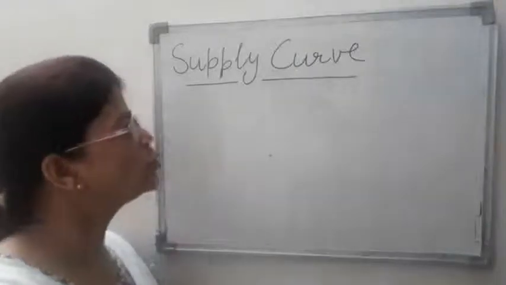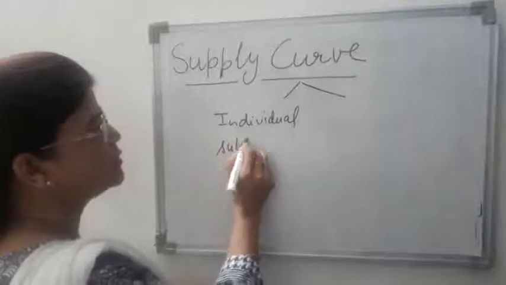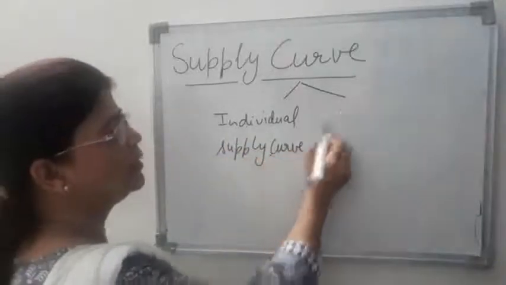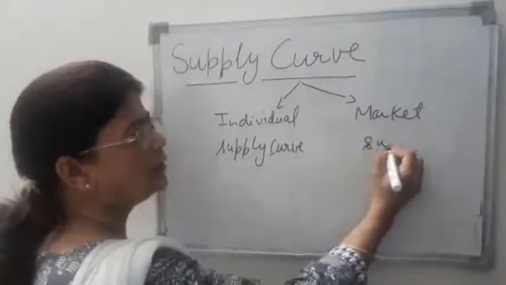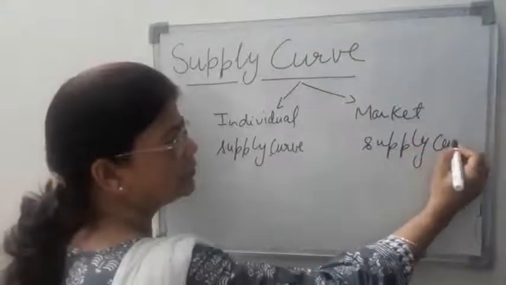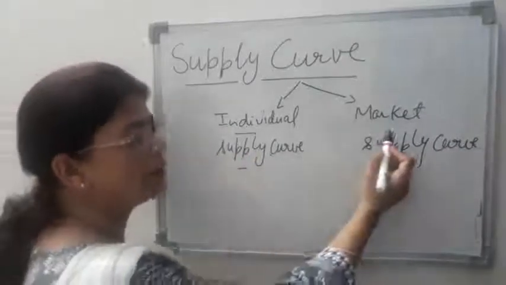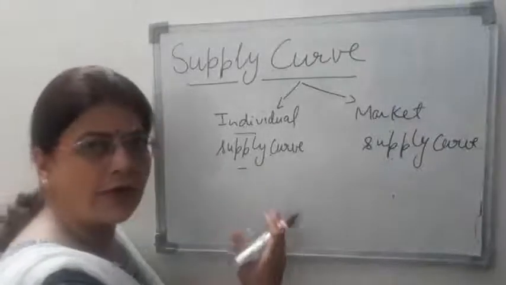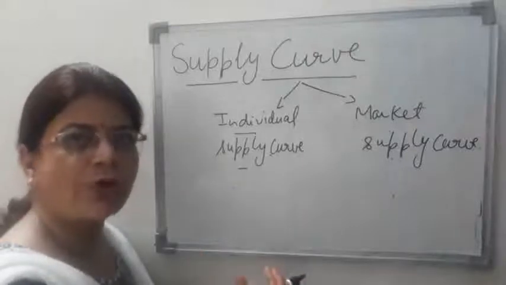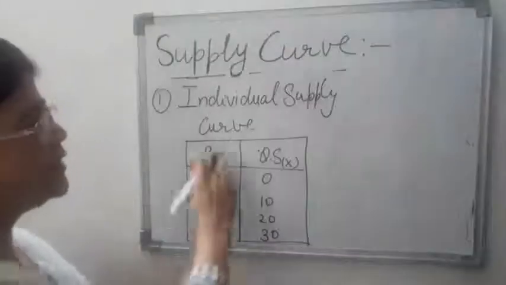So it has also two aspects. First is the individual supply curve, and second is market supply curve. As we have read about the individual supply schedule and market supply schedule, by using them we present our data. We present the data of a schedule on a graph, and then we will get the supply curve. First is individual supply curve.